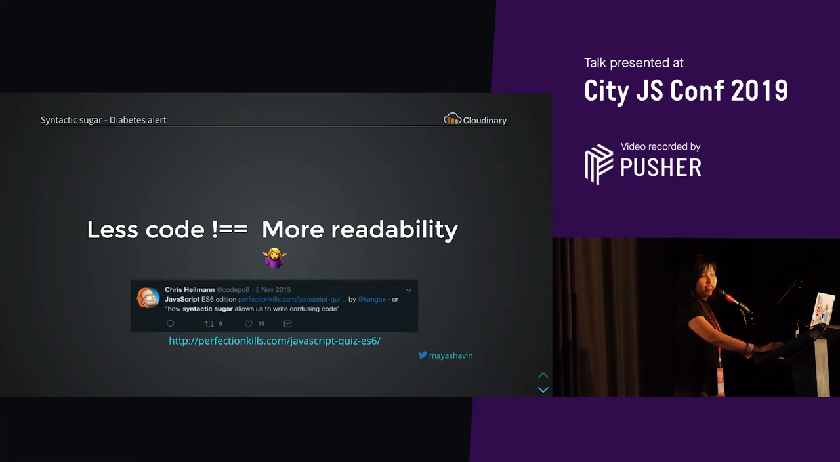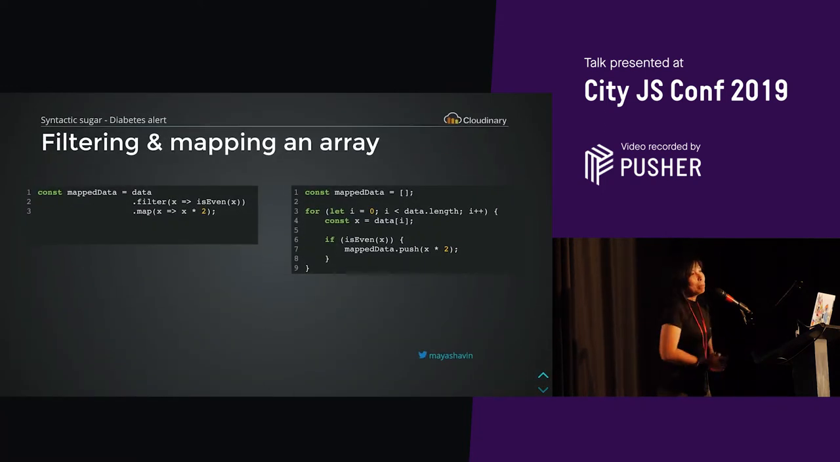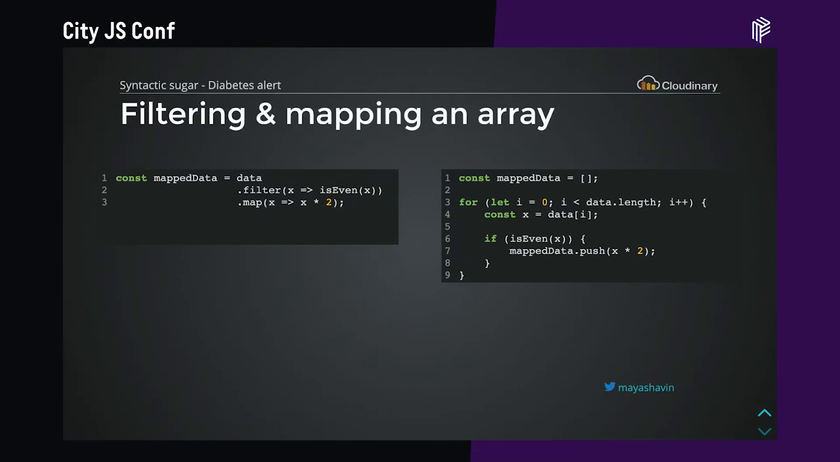What else is there to watch out for? The next example, filtering and mapping. Do any of you do this, the first one over there? Like if I need to filter a map, and then I need to modify the map to return something else. In this case, I receive only the even numbers, and I get the multiple of the even numbers. If you write it using syntactic sugar, it's so easy.